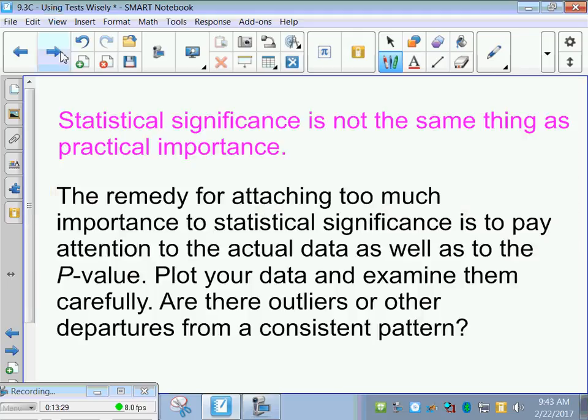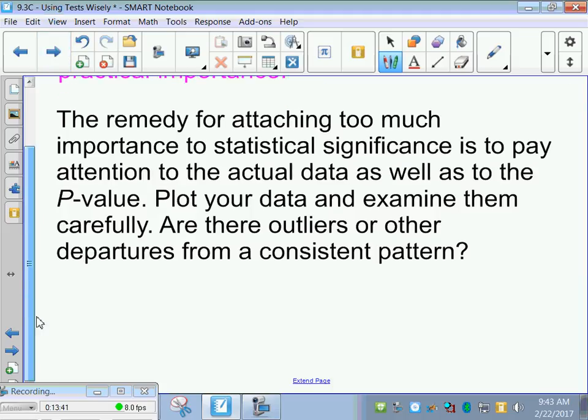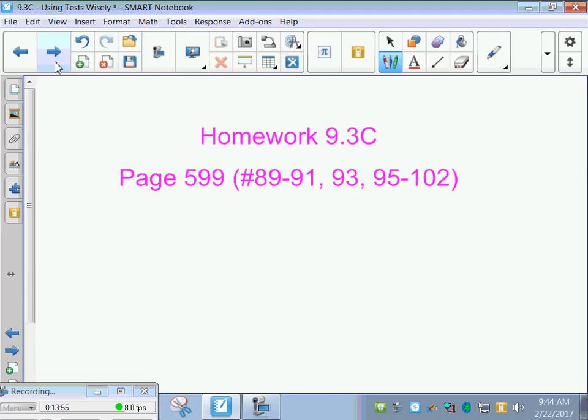So statistical significance is not the same thing as practical importance, all right? So just because something is statistically significant doesn't mean it matters, all right? So the remedy for attaching too much importance to statistical significance is to pay attention to the actual data as well as the p-value. Plot your data, look at the outliers, and see if it matters. All right, there you go.